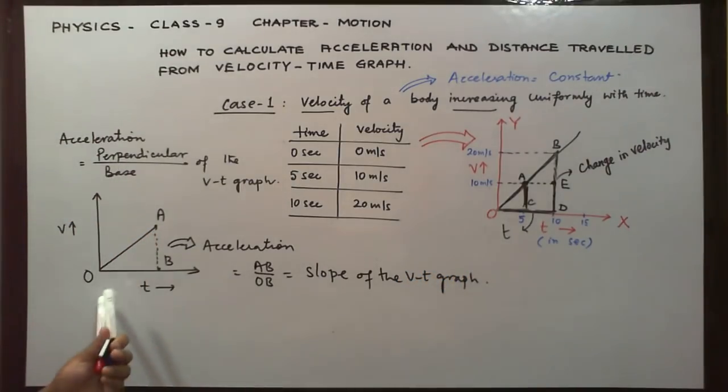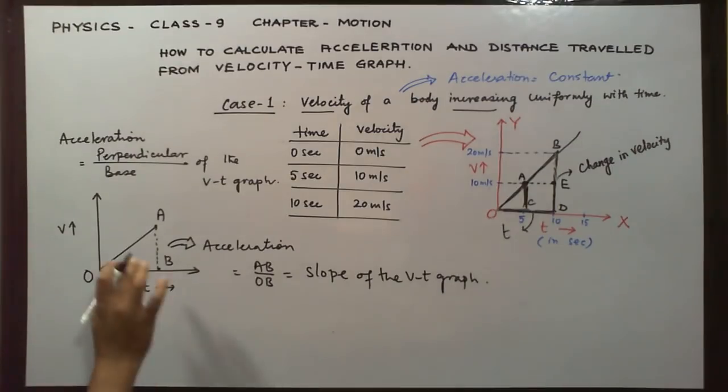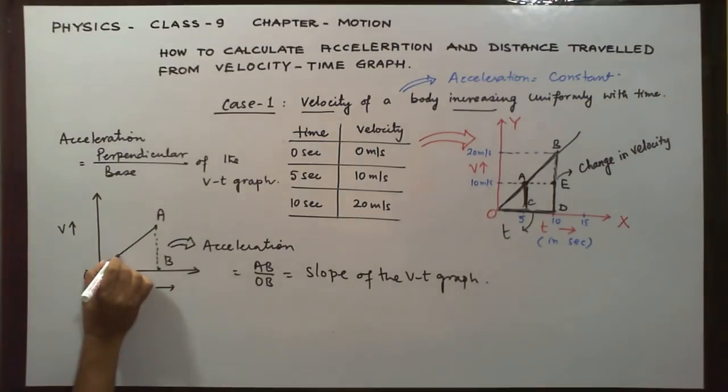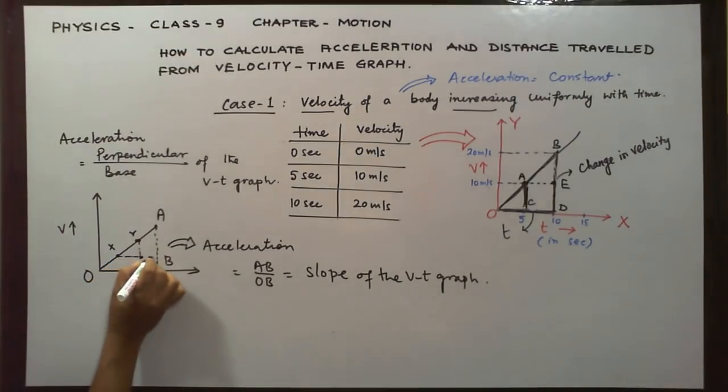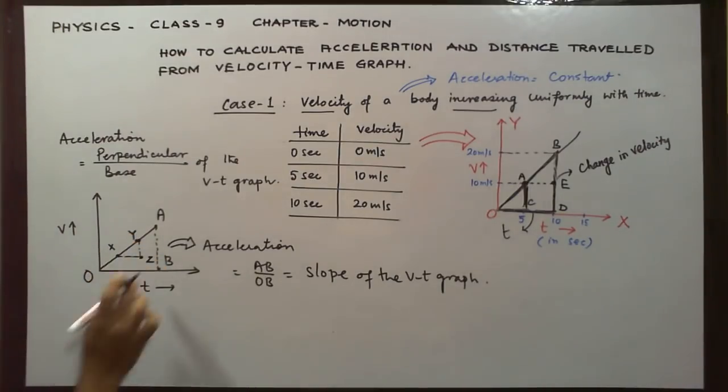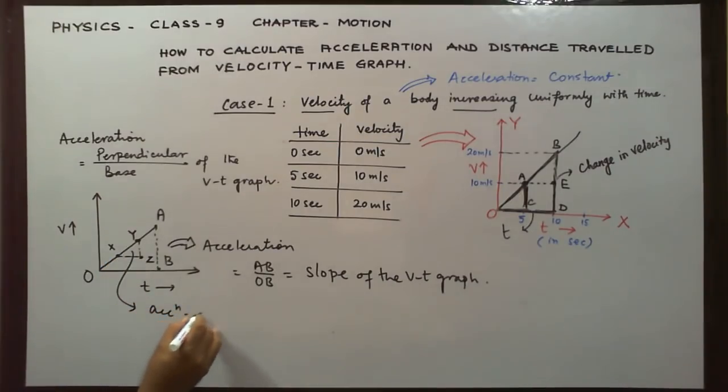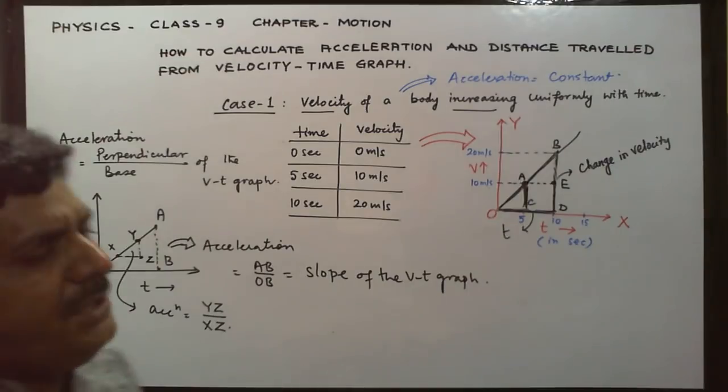So it's very easy to find out acceleration. If you want to find out acceleration, take perpendicular by base. If we want to find it between these two points, let us say this is XY, then draw a perpendicular from here. This is YZ. What will it be here? Acceleration is equal to YZ by XZ. Okay, so this is the way to find out the acceleration of the body.